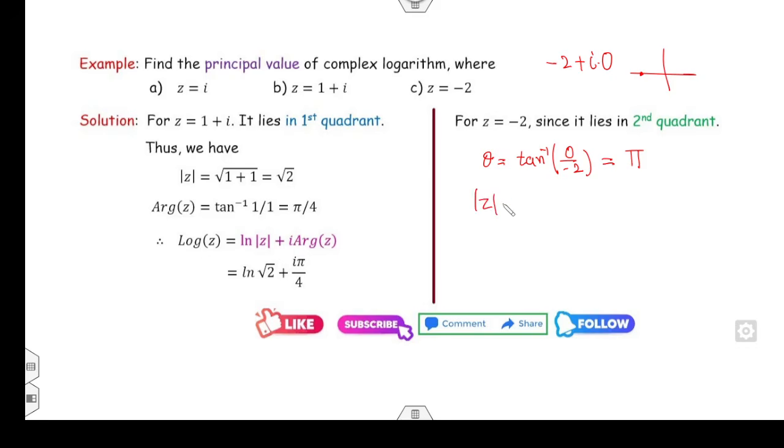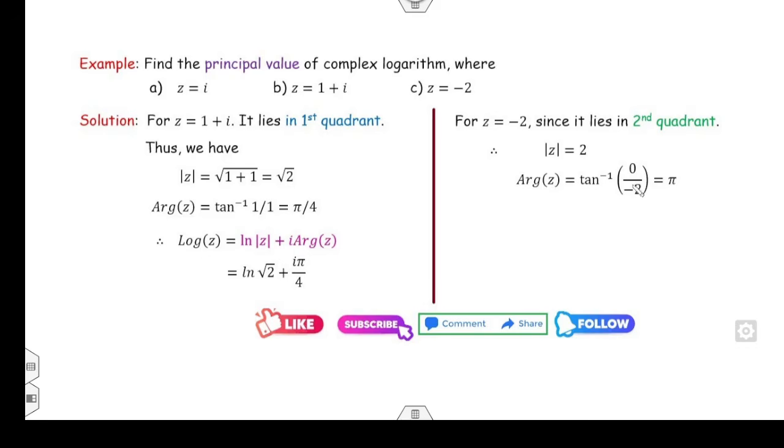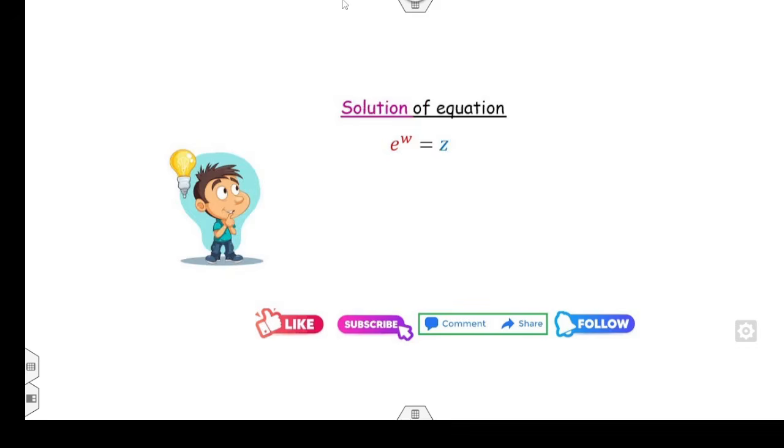And what is the modulus? This is real component square plus imaginary square. The answer is my 2. The modulus value is always the positive square root, always. Fine. So the modulus of z is 2, theta is my pi. I can substitute the values in the given expression. You will get the principal value of the log of minus 2.